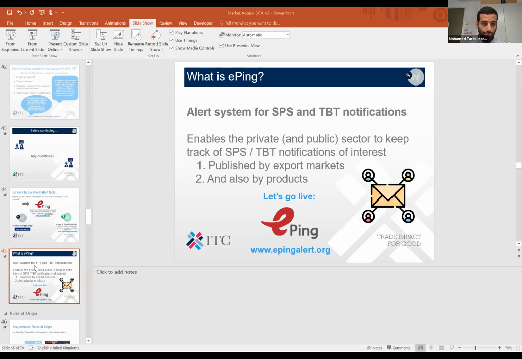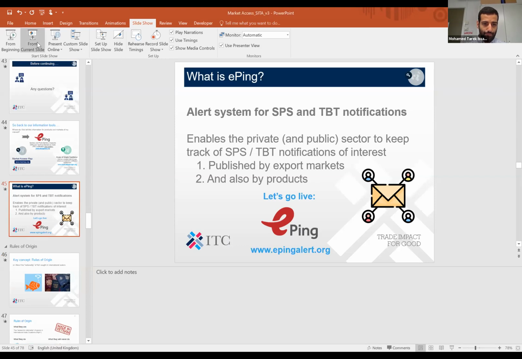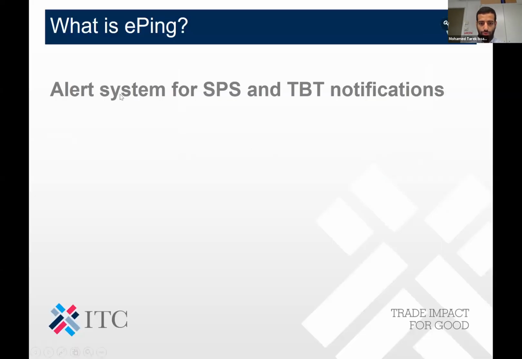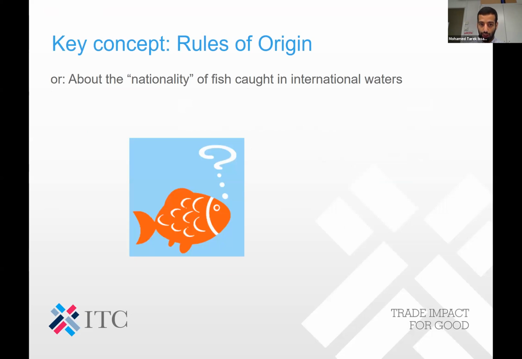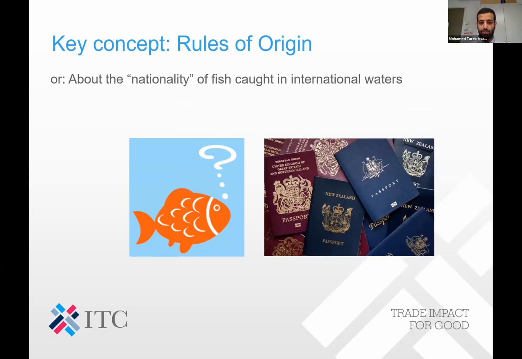So quickly, I will talk about rules of origin. So we are done with ePing. Rules of origin: why is it important to talk about rules of origin? And I will show you the example of the nationality of fish caught in international waters and how we can determine the origin of this fish.